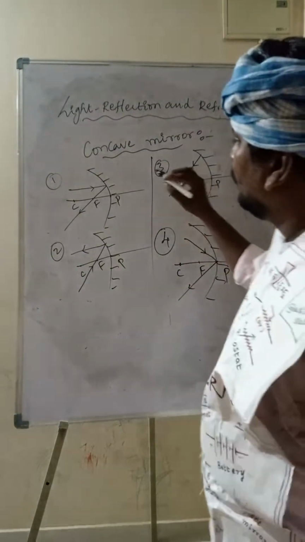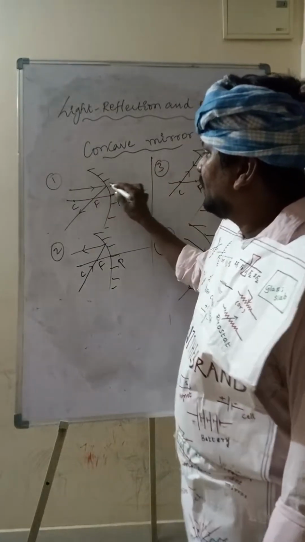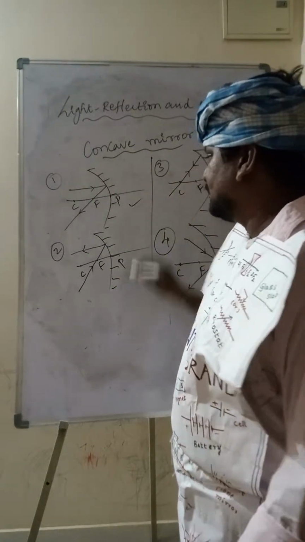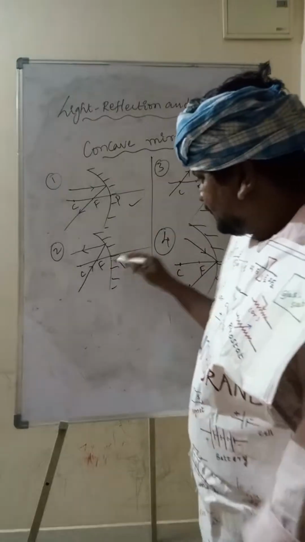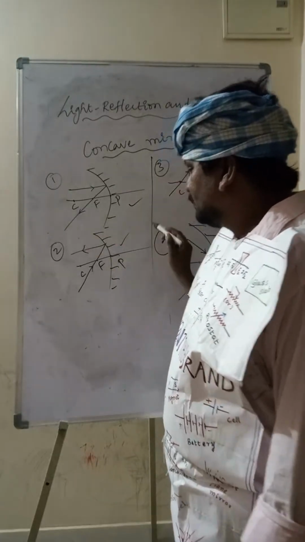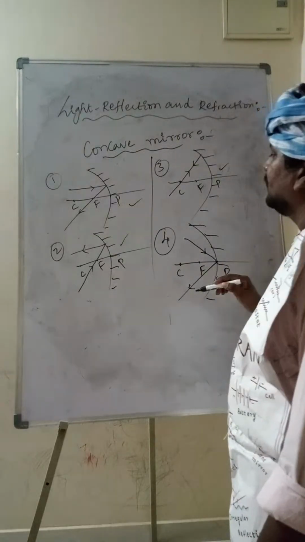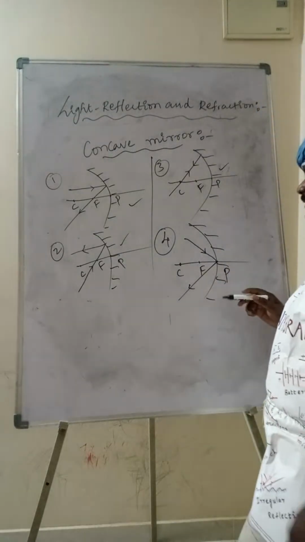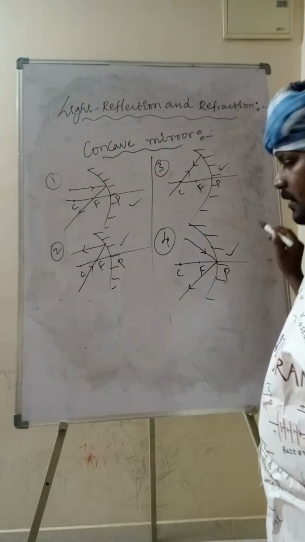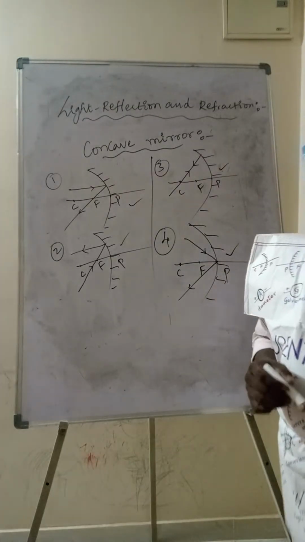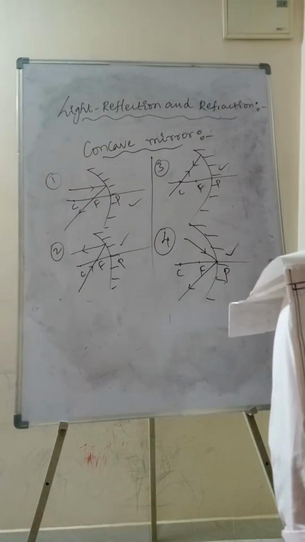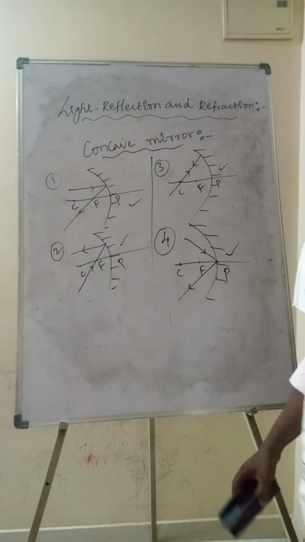Okay, so one light ray coming from infinity after reflection passes through focus. Another light ray passing through focus after reflection moves towards infinity. A light ray passing through center of curvature retraces its original path. A light ray incident at the pole reflects back like a reflection phenomenon. Okay, so that is about ray rules.